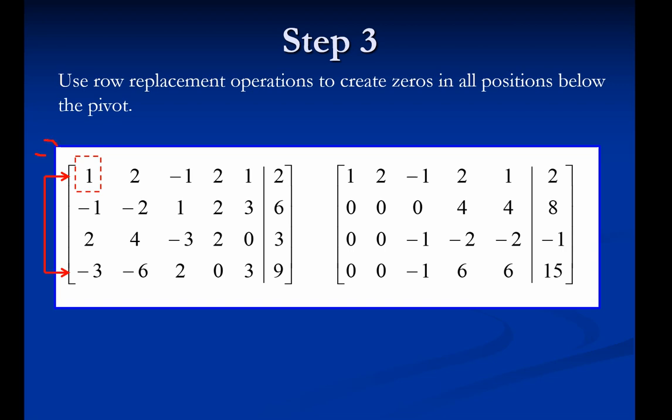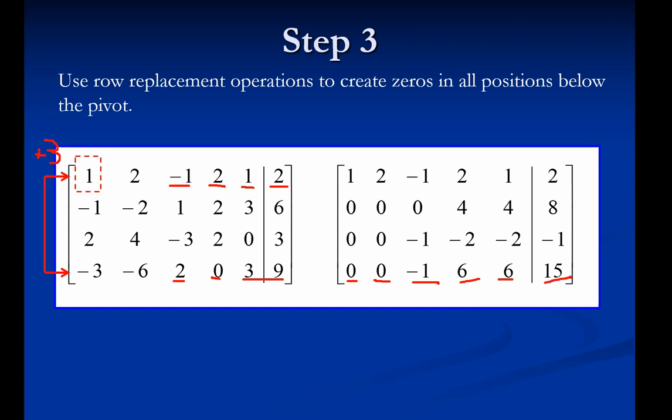So remember, we're doing a negative 3. So negative 3 times 1 is negative 3. I'm sorry, I need a positive 3. Okay, so positive 3 times 1 plus a negative 3 is in fact 0. 3 times 2 is 6 plus negative 6 is 0. 3 times negative 1 is negative 3 plus 2 is negative 1. 3 times 2 is 6, plus 0 is 6. 3 times 1 is 3, plus 3 is 6. And 3 times 2 is 6, plus 9 is 15.